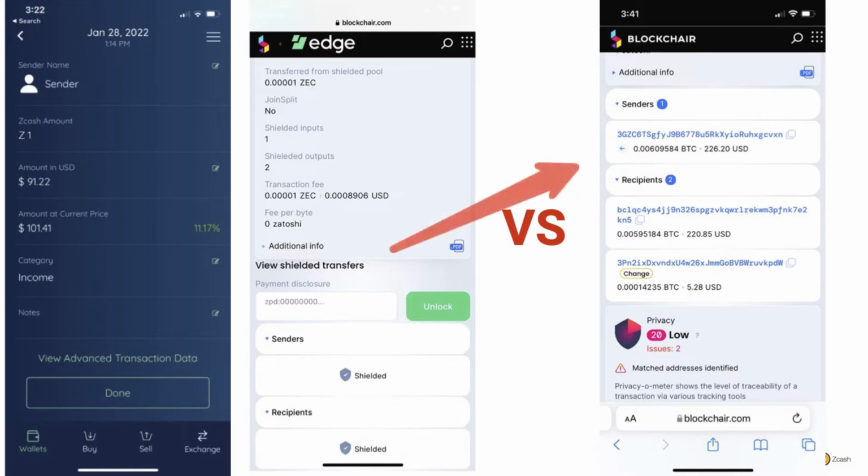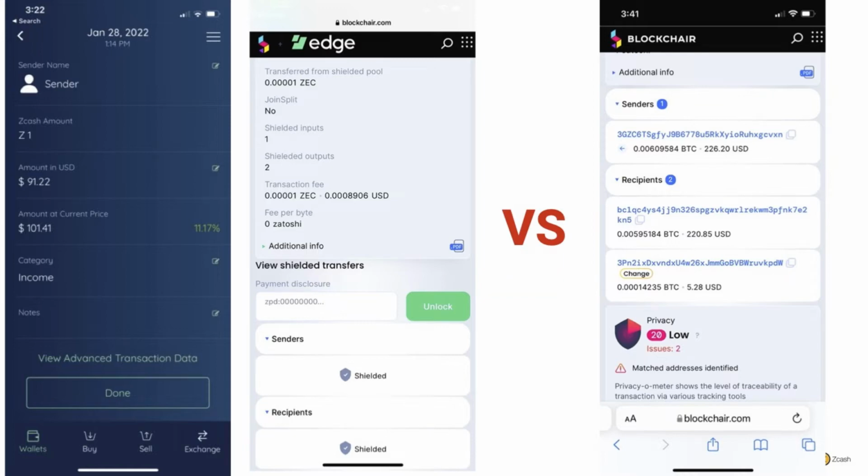This is Bitcoin, a different transaction I pulled up today. You can see the sender, that address. I can see that they sent $226 worth of Bitcoin. I can see the recipient that received that. And then I can see the change, right?